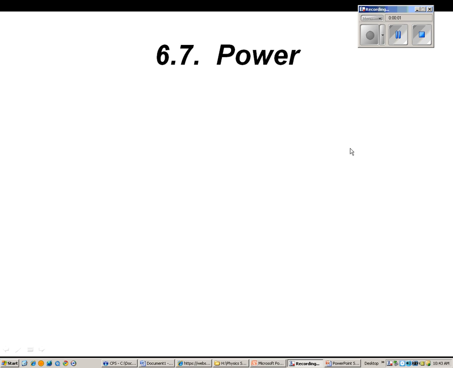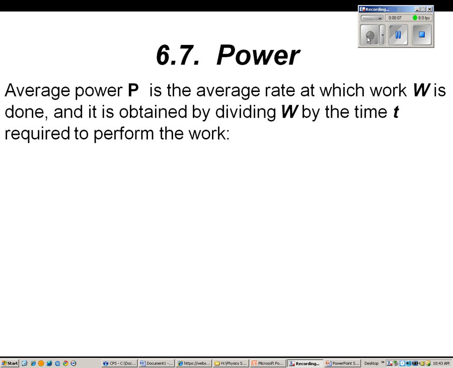In this video, we're going to discuss the ideas of power in chapter 6.7. Definition of power: the average power P is the average rate at which work W is done and is obtained by dividing W by the time T required to perform the work.